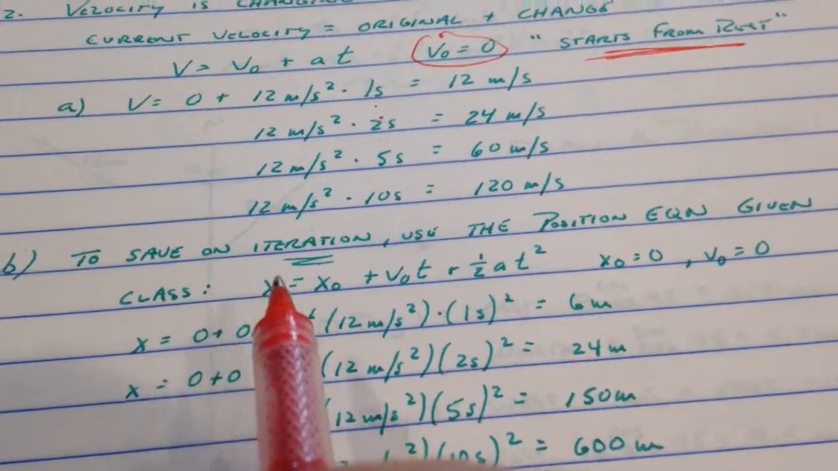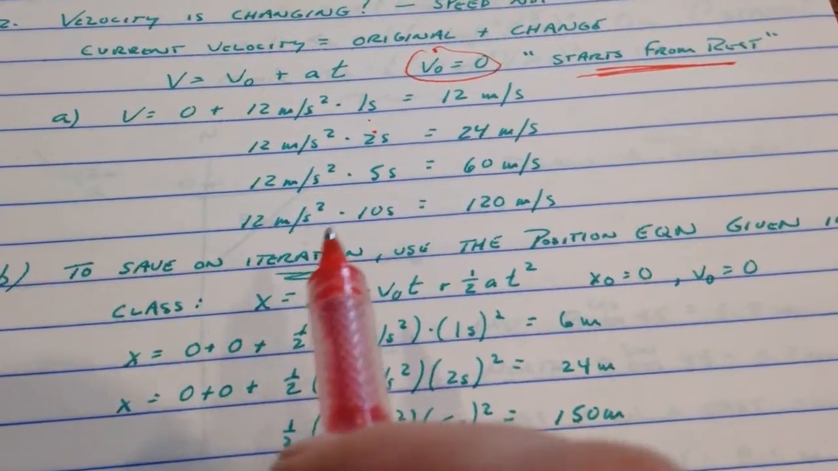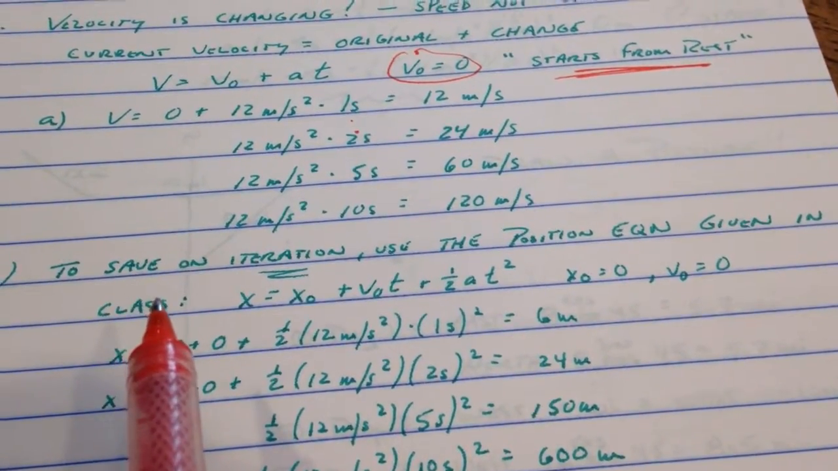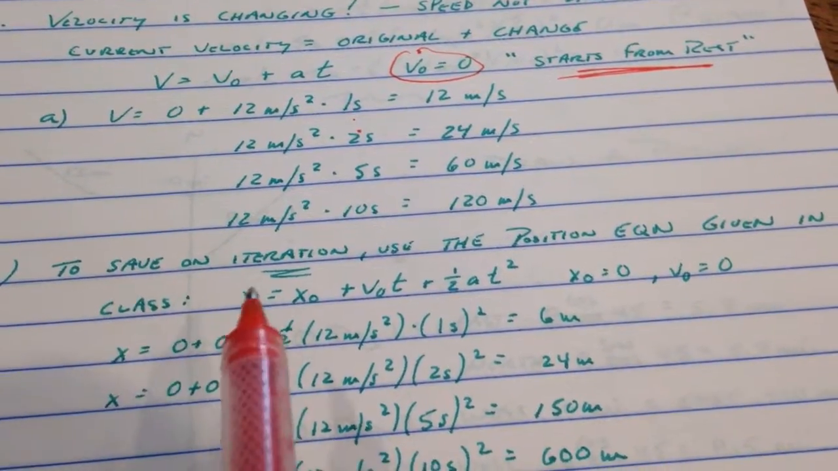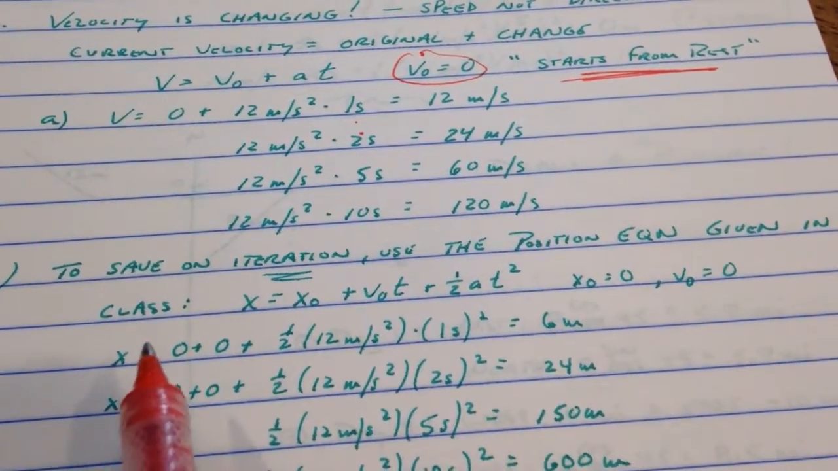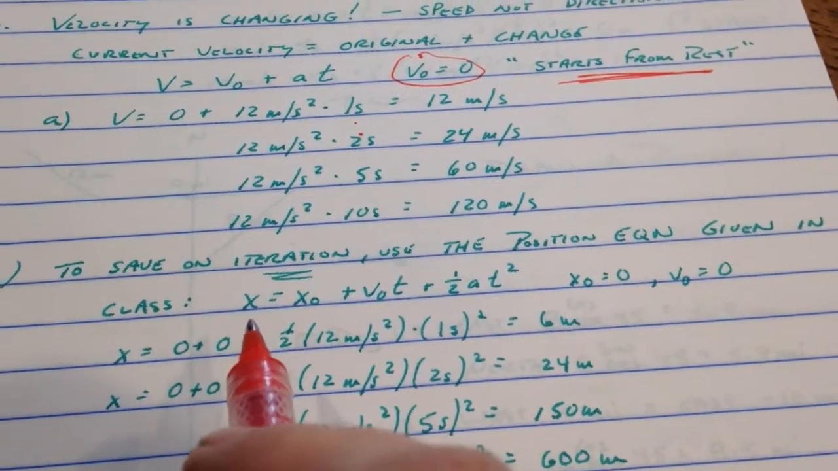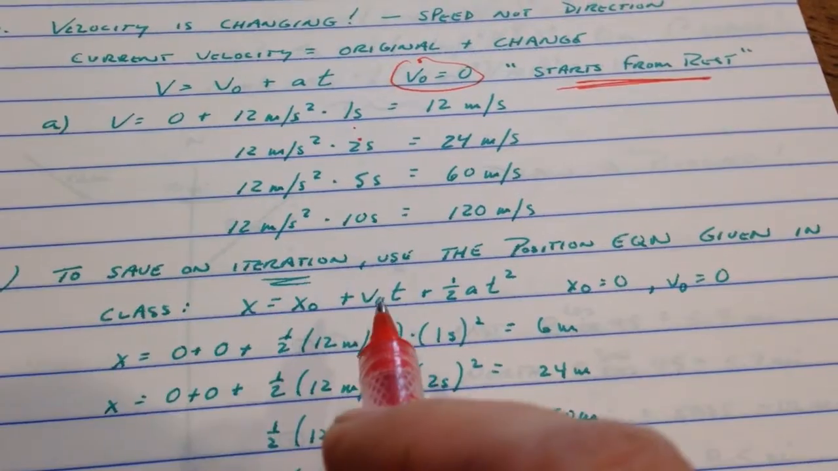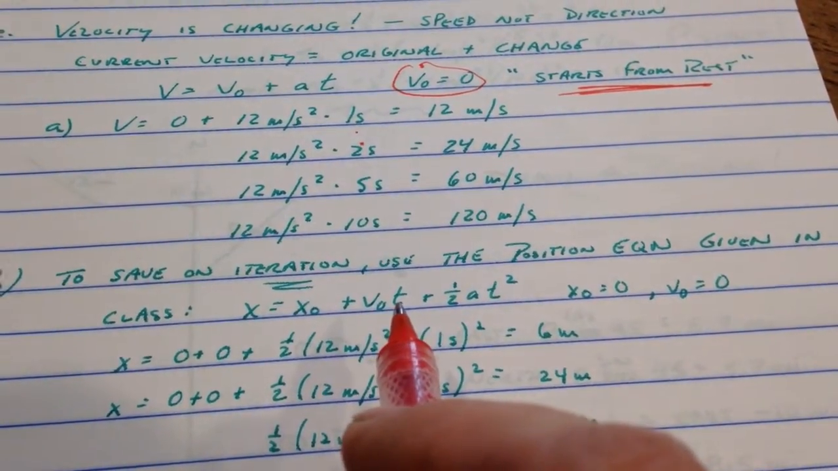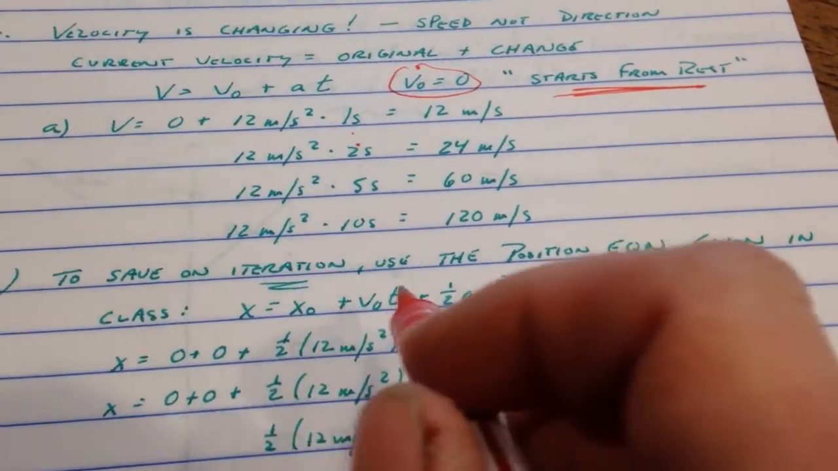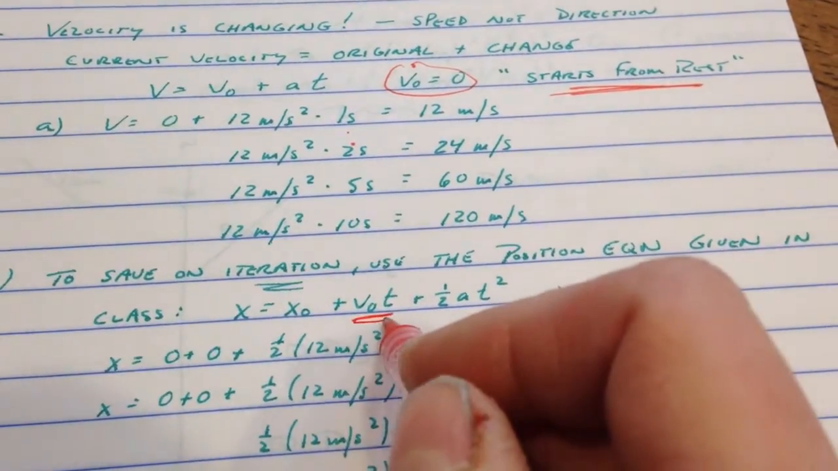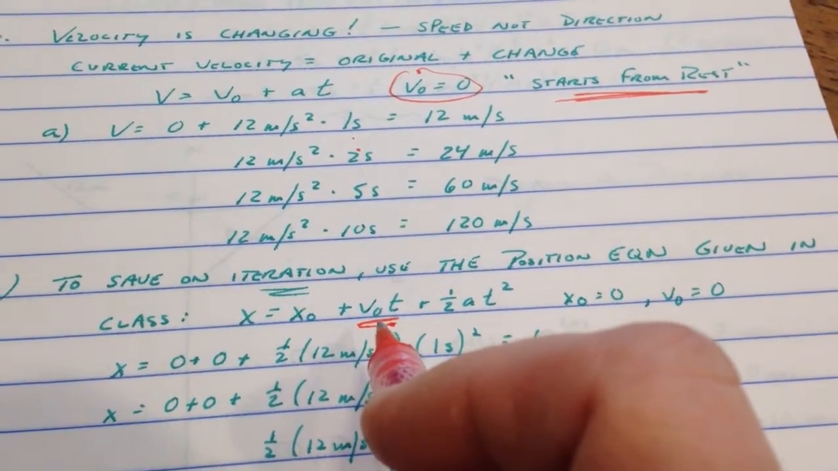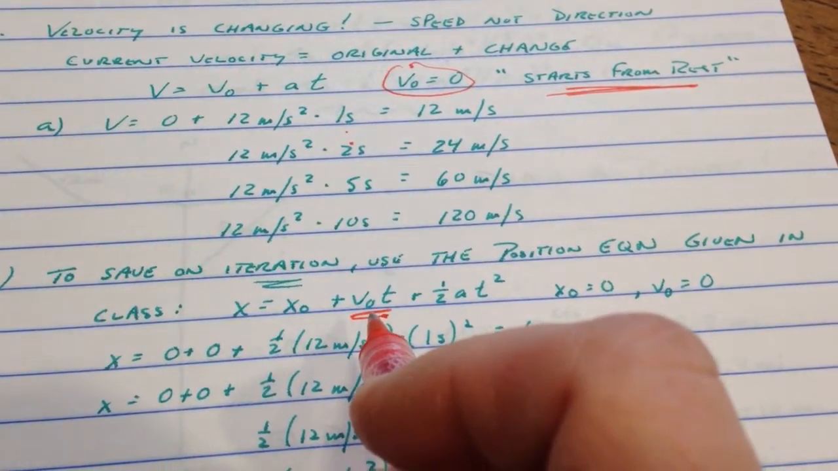For part B, you could, of course, use an iterative approach to finding the position. This is the way of madness. Don't do that. So instead, use the position equation that we gave in class. X equals x sub 0, the original x position, plus v sub 0 times t. This part here is the change in position which is due to the original velocity.